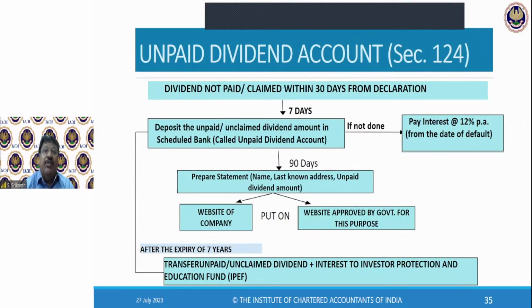After transferring it, within 90 days from the date of declaration, you have to prepare a statement giving the name, last known address, and the amount of unpaid dividend. And you have to put it up on the website of the company or on a website approved by government for this purpose. The IEPF has a website where you have to put it up.